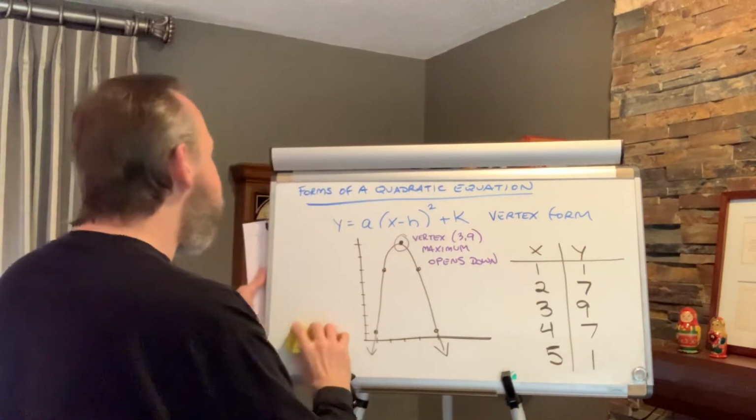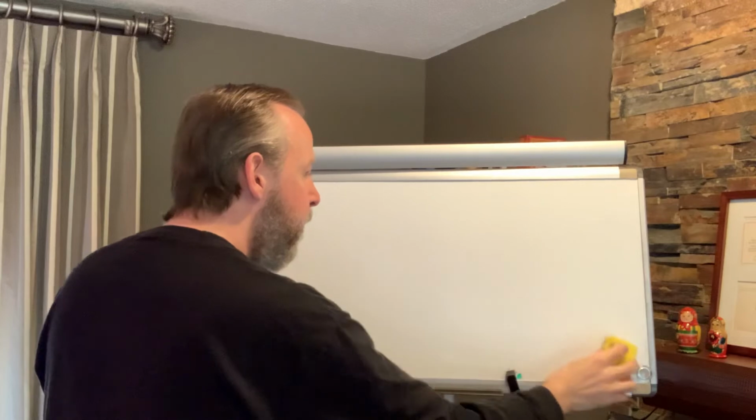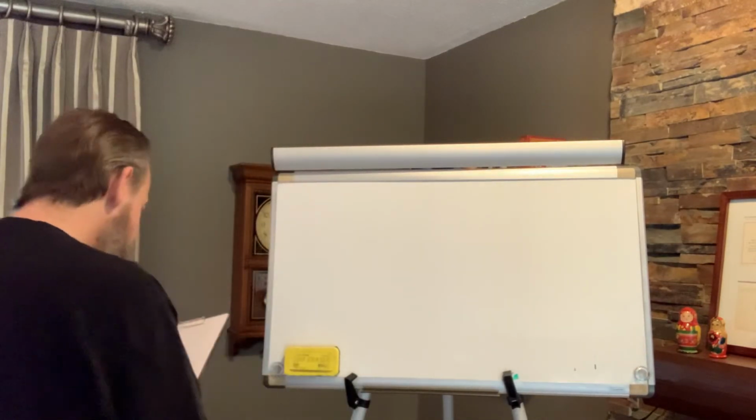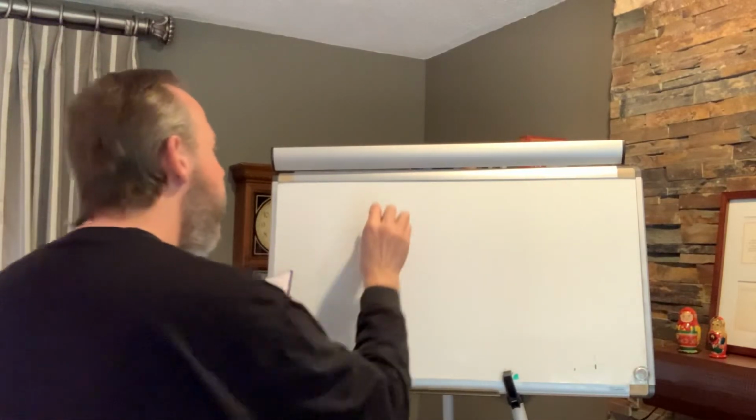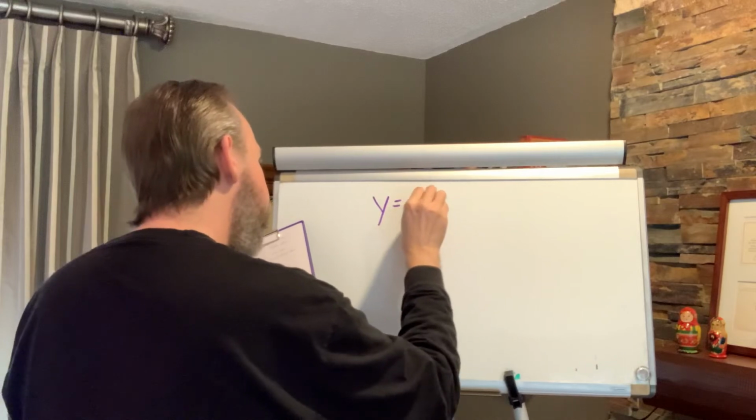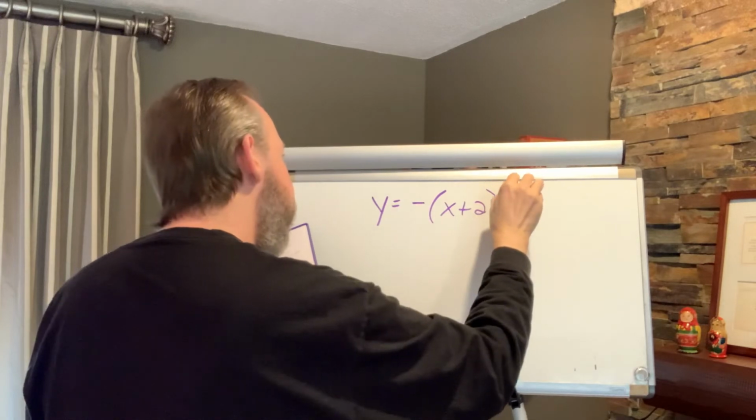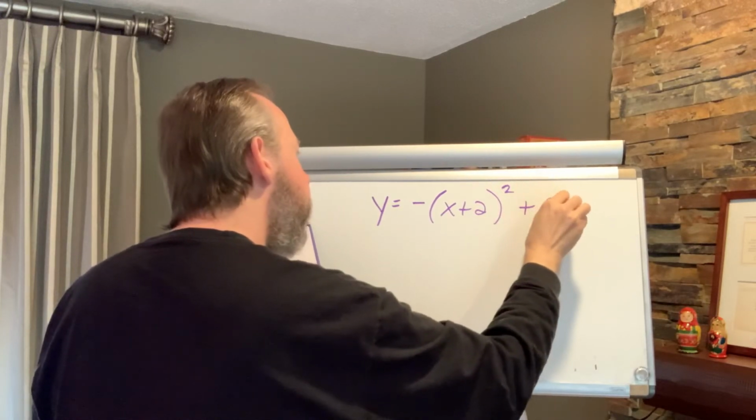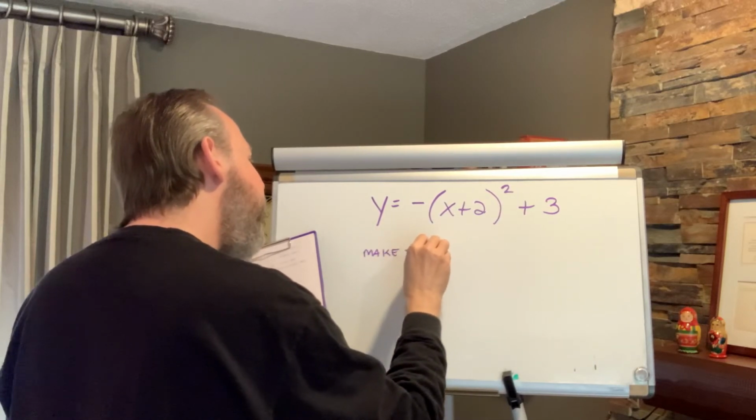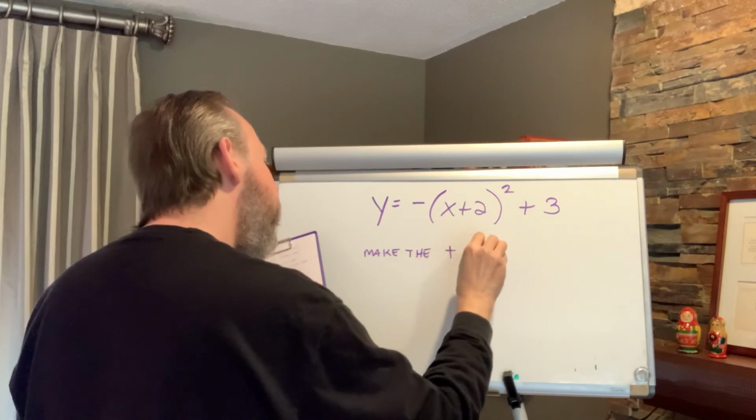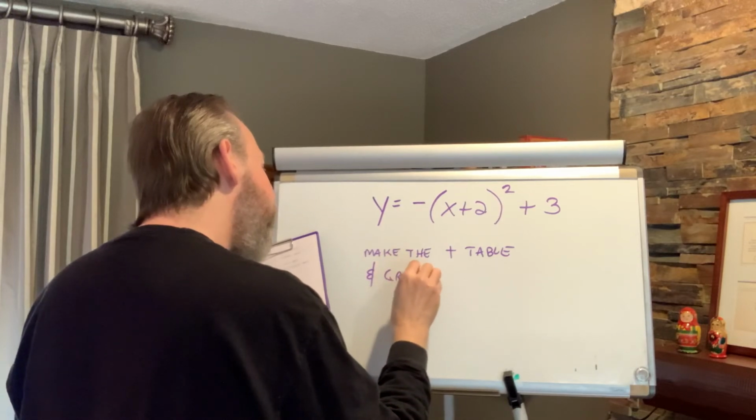Here's what's going to be the homework that's due for tomorrow. Are you ready? Because you got to write it down. I'm giving you one equation. Y equals negative, parenthesis, x plus 2, close parenthesis, squared plus 3. I need you to make the t-table and graph it.